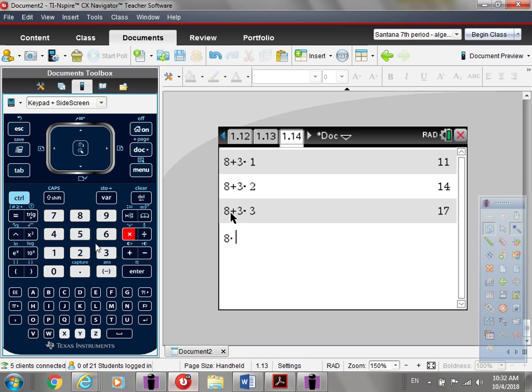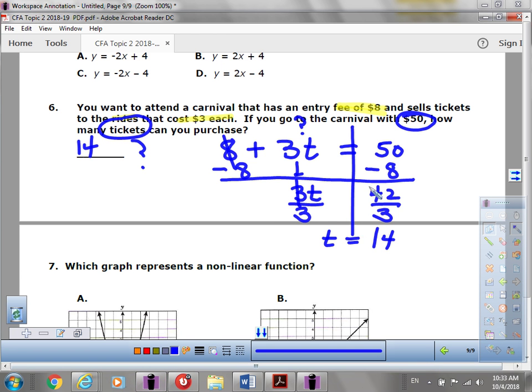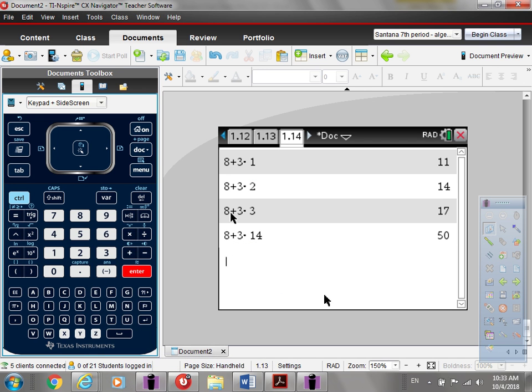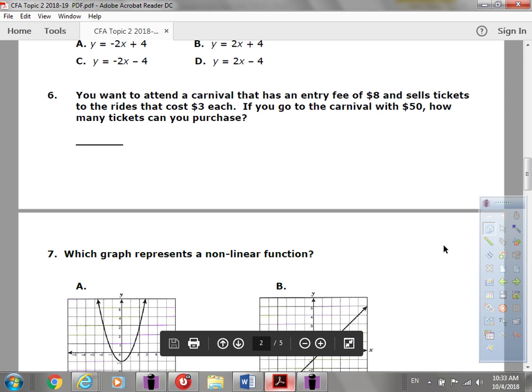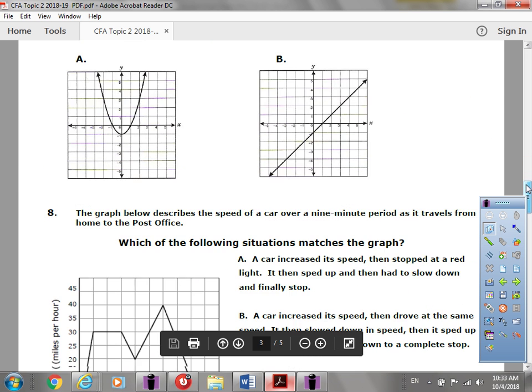And look, 14 works. 8 plus 3 times the 14 tickets, and you would have seen that that equals 50. That's how many you could buy. So it would have taken you a while, but you would have been able to do it. Guess and check. Okay. Again, some of you are going to want to test tomorrow. It's real important that you're following along.